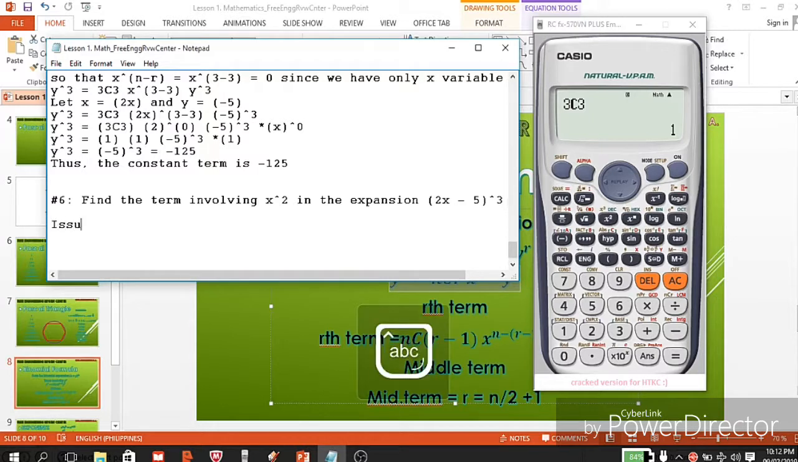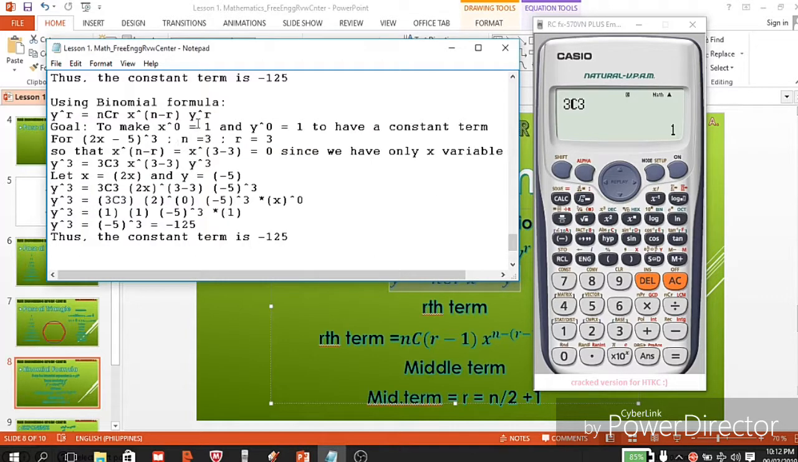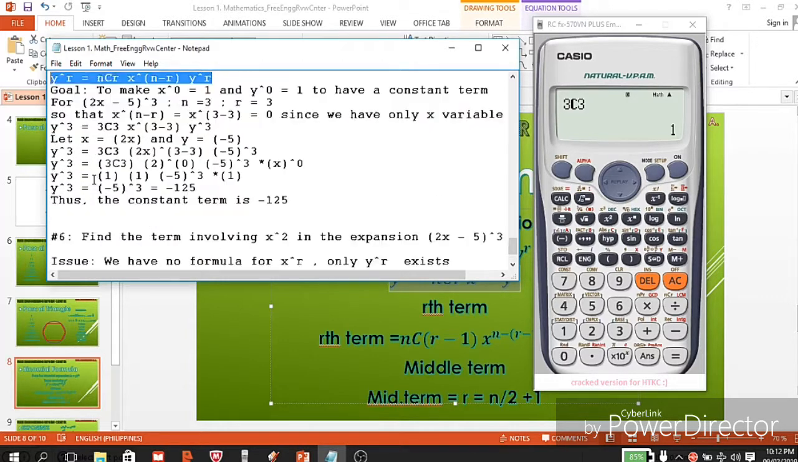So the issue here is we have no formula for x raised to the power of r, only y raised to the power of r exists. This is the issue. So what I'm going to do is to make use of this formula again.